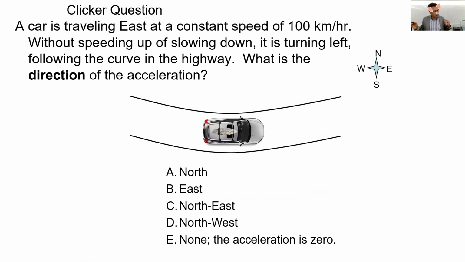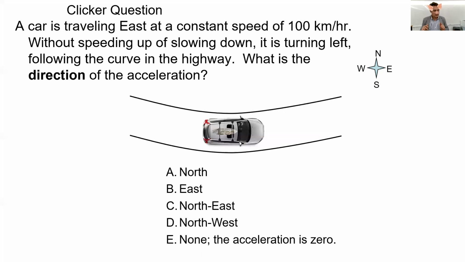So a car is traveling east at a constant speed of 100 kilometers per hour, but the driver has turned the steering wheel so that it is turning left. It's following this curve in the highway, and you're seeing it at the instant that it's at this point in the curve. But at this instant, the velocity is exactly east. What is the direction of the acceleration of the car at this instant?